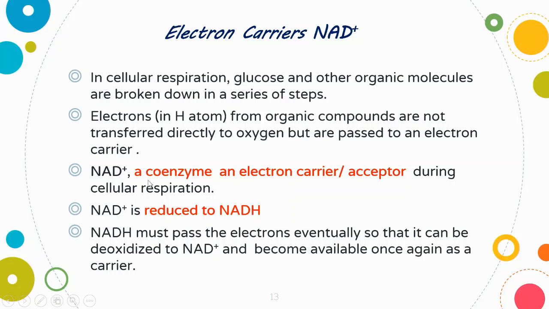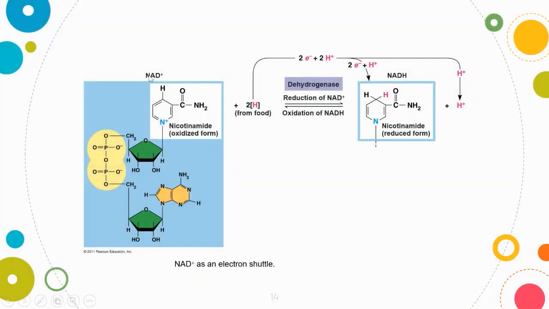So NAD positive is actually a coenzyme and acts as an electron carrier or acceptor during cellular respiration. So NAD positive is reduced to become NADH. Once the NADH loses electrons, the NADH will undergo the oxidation process and oxidize back to NAD positive and then become available once again as a carrier. So this is the structure of NAD positive and this is the structure of NADH.